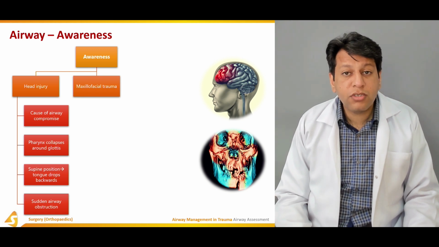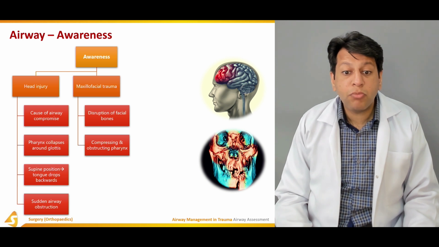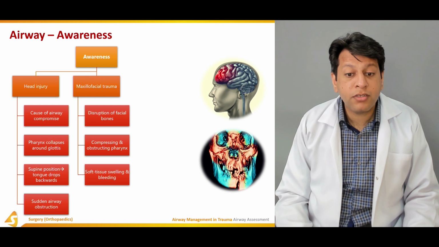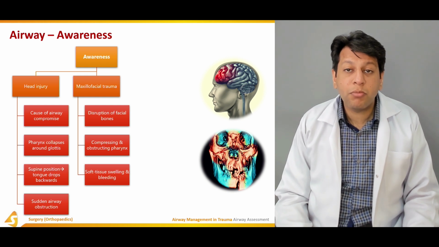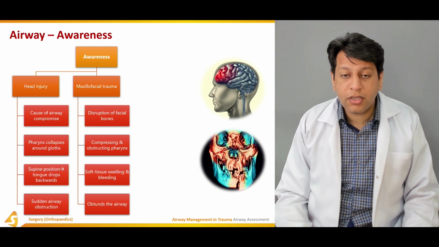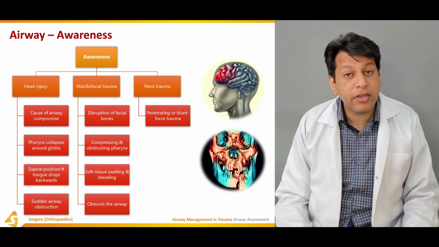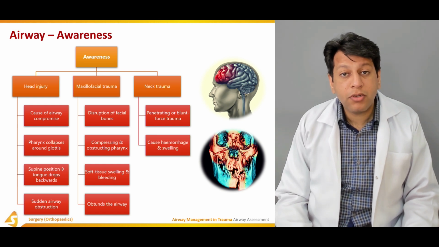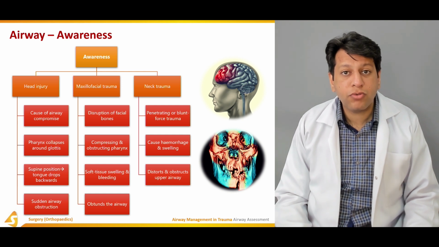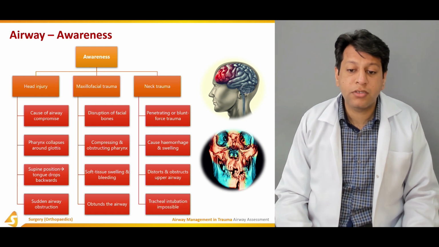The other causes include maxillofacial trauma, because disruption of the facial bones and compression and obstruction of the pharynx can cause airway compromise. There could be soft tissue swelling and bleeding, which may choke and obstruct the airway. It could be neck trauma, penetrating or blunt, causing hemorrhage and swelling and distorting and obstructing the upper airway. If the supraglottic airway is blocked, the patient will still have airway compromise.